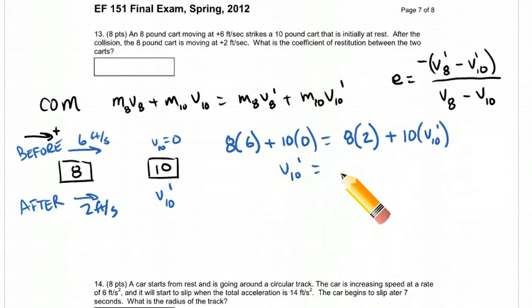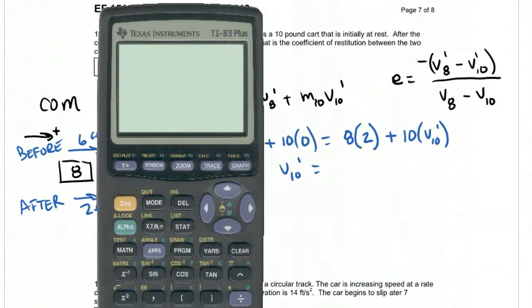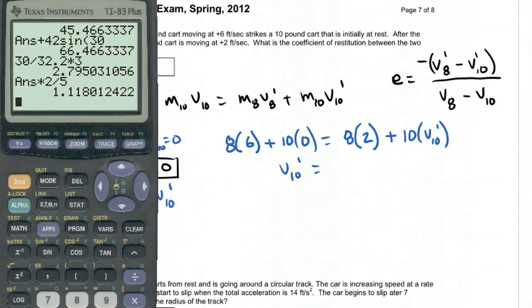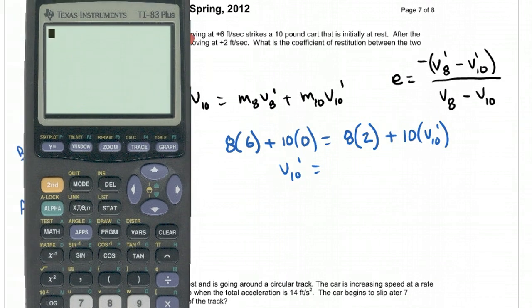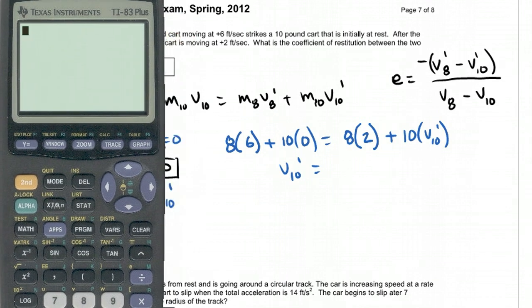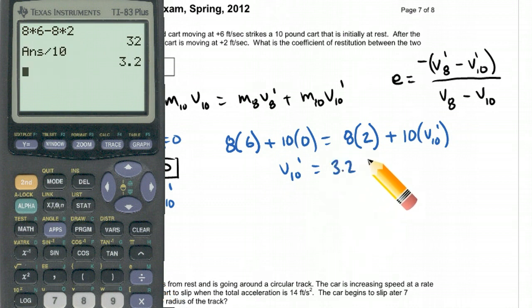V10 prime will work out to be 8 times 6 minus 8 times 2, divided by 10, or 3.2 feet per second. And that'll be to the right.